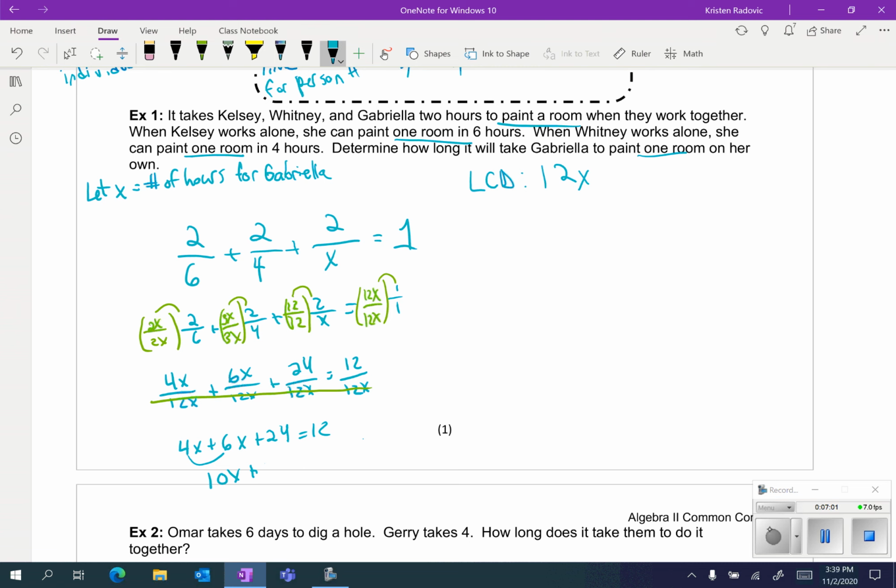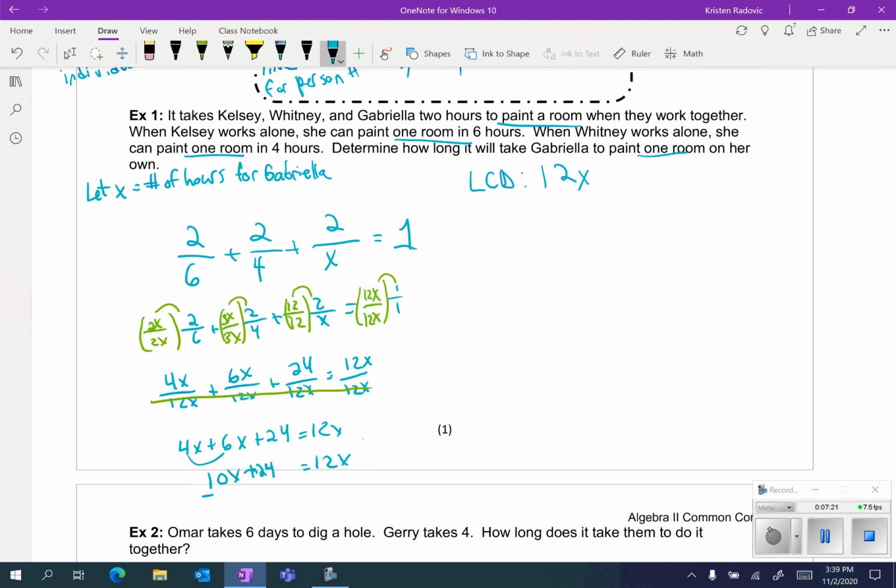Oops, sorry, I forgot to include my x up top. So 10x plus 24 equals 12x. Oops, sorry. There we go. Finally have it right. 10x plus 24 equals 12x. And you're going to solve for x.